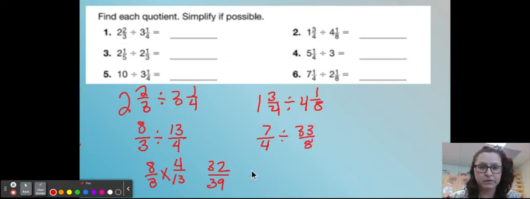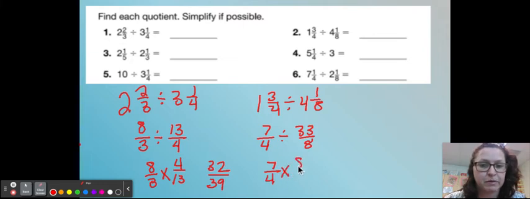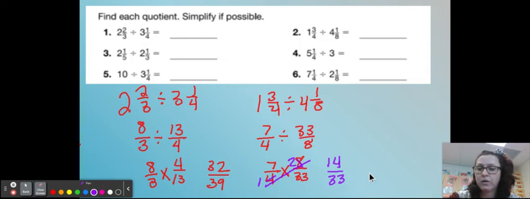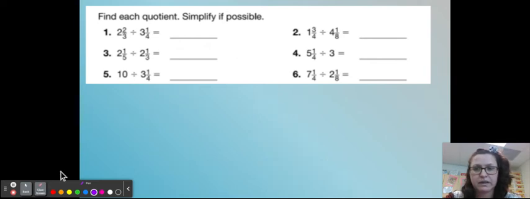Now I keep my first fraction, change my sign, and flip my second fraction. Well, when I'm looking at this one right here, I see 4 and 8. 4 goes into 8 evenly, so 4 divided by 4 is 1. 8 divided by 4 is 2. Now I'm going to do 7 times 2 and get 14, and 1 times 33, and I get 33. When I look at this, I see that the top number is smaller, so I am done solving this problem.